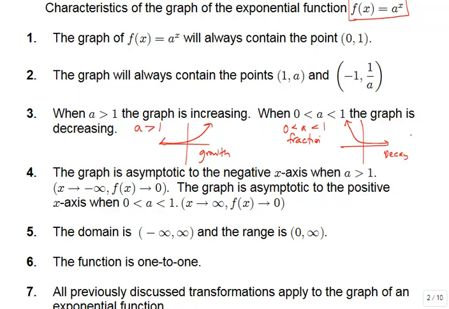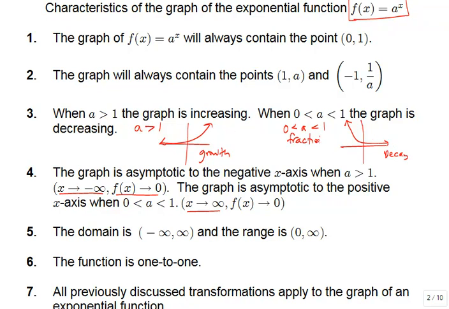You'll notice that when the base is greater than 1, where is this graph acting asymptotically? It's being asymptotic over here on the left side. So as x goes towards those minus infinity numbers, the y values go to 0. When the base is a fraction between 0 and 1, then the graph is asymptotic over here on the right. So as x goes to positive infinity, these y values go to 0.